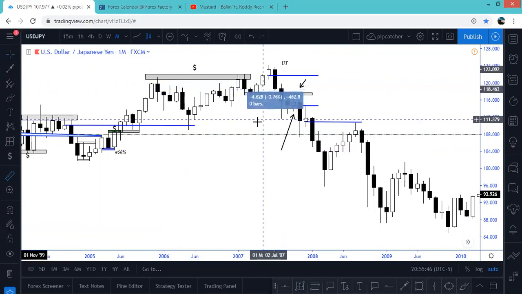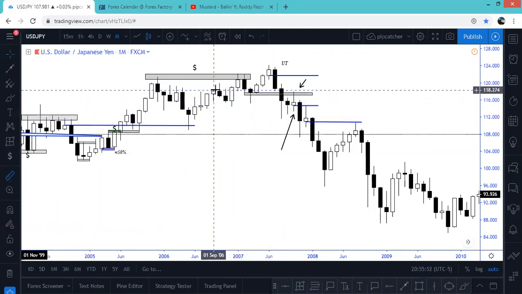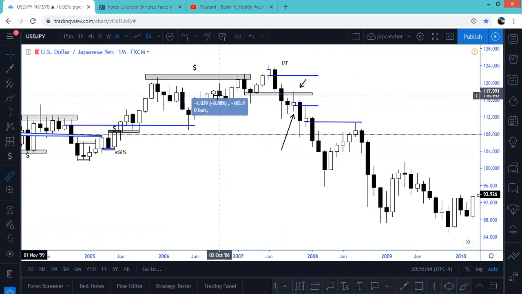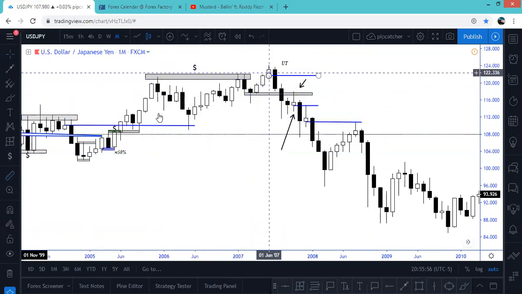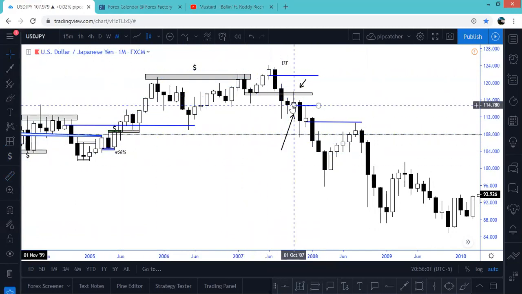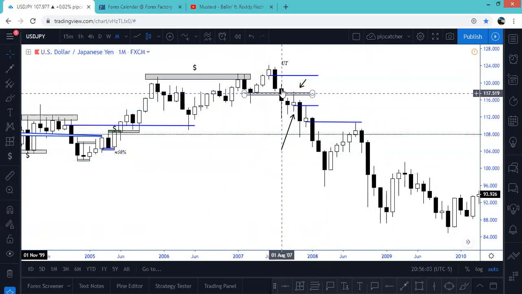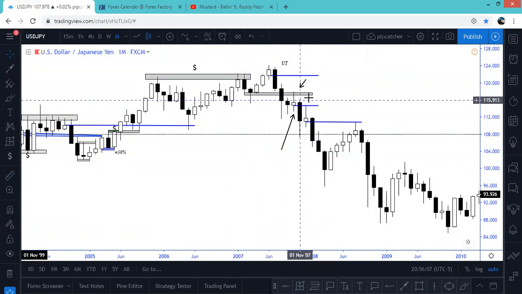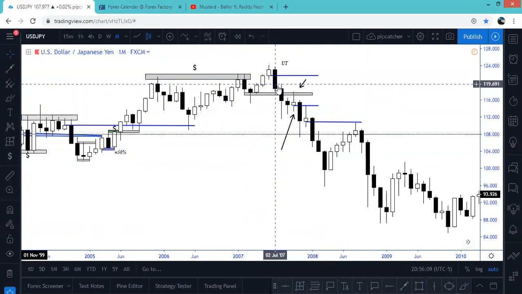This candle alone is 462 pips, compared to this candle, which is 100 pips. We're on the monthly time frame. Over and over again, it engulfed and doesn't come back up. Okay, cool, I'll look for a breaker or a mitigation scenario.